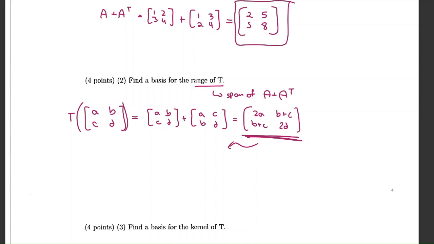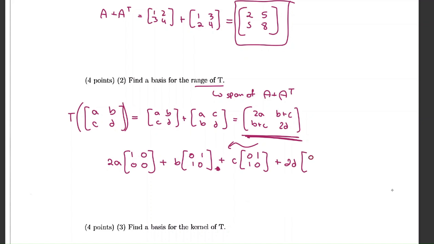Now I'm going to decompose this to find the basis. So I can do 2A times 1, 0, 0, 0, because these other 3 entries don't have A in it. I'm going to do plus B times 0, 1, 1, 0, plus C times 0, 1, 1, 0, plus 2D times 0, 0, 0, 1. So that is equal to this decomposition.